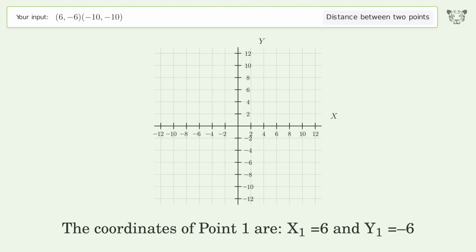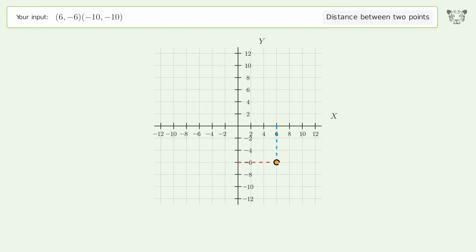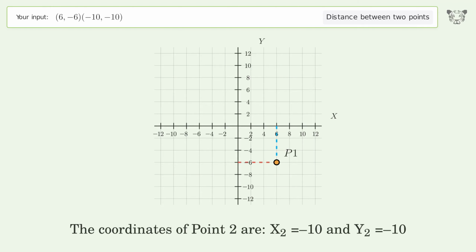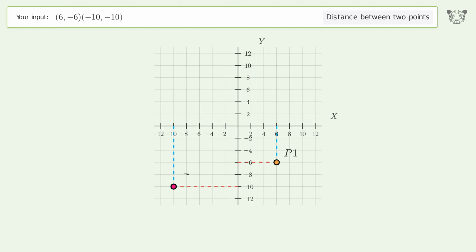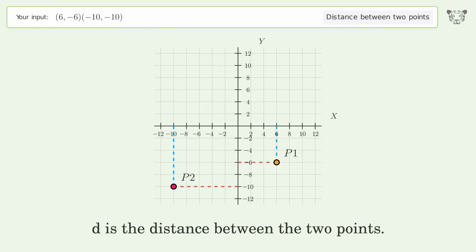The coordinates of point 1 are, x1 equals 6 and y1 equals -6. The coordinates of point 2 are, x2 equals -10 and y2 equals -10. D is the distance between the 2 points.